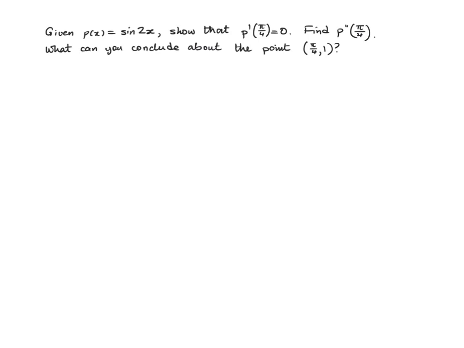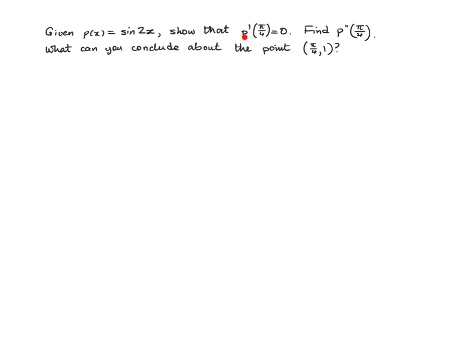So here's a quick additional problem. We are given that p of x is sine of 2x. The first thing we're asked to do is show that p prime of pi over 4 is equal to 0. Then we're finding p double prime of pi over 4. And then we're asked, what can we conclude about the point pi over 4 comma 1?